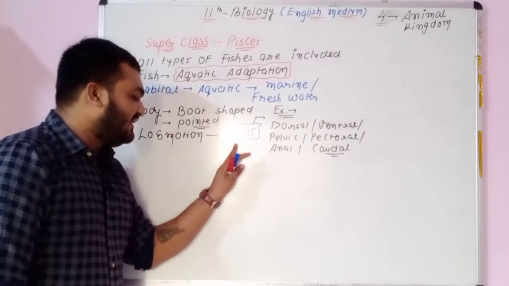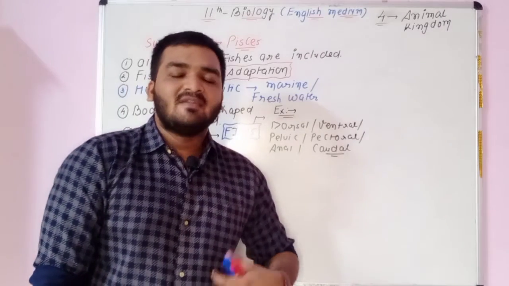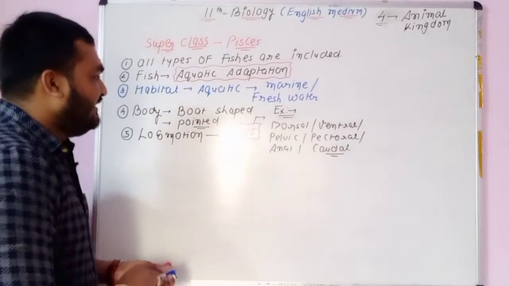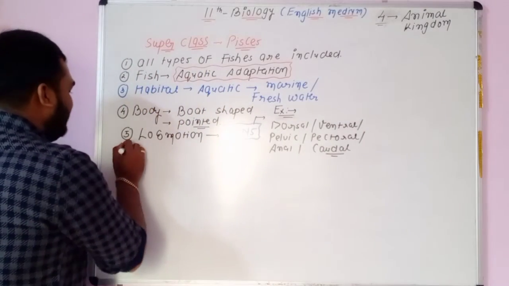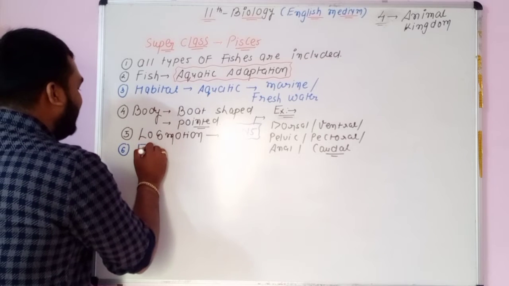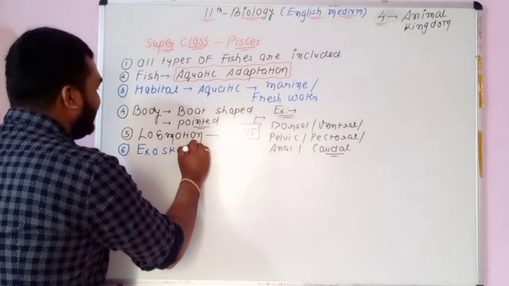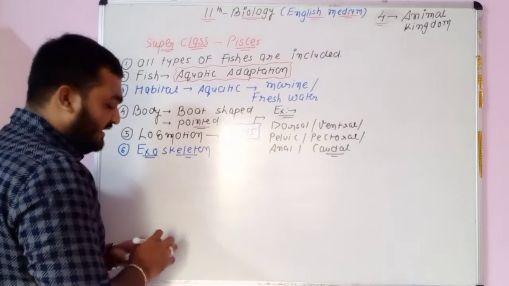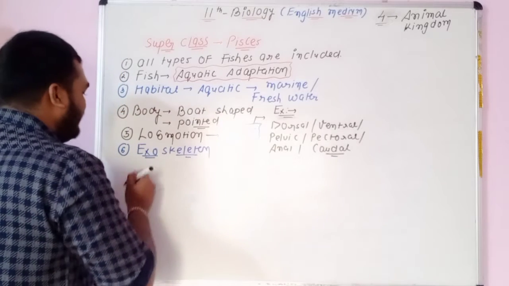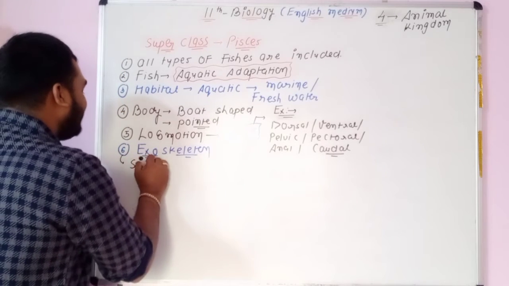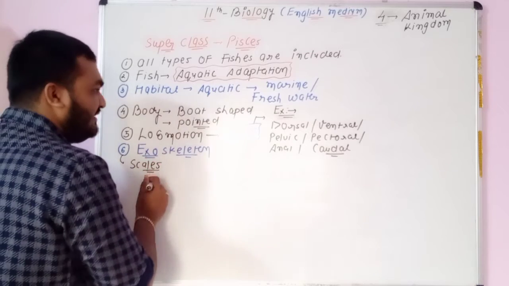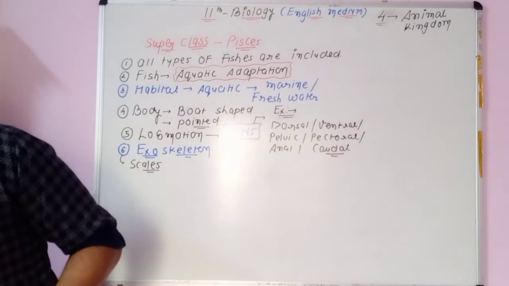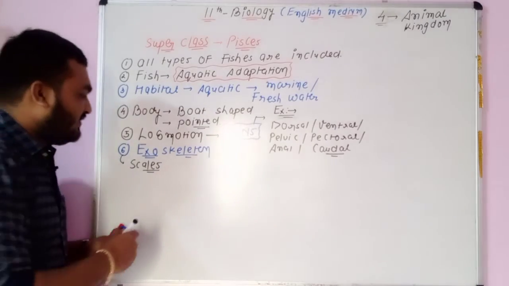Remember that fins are one type of modification of appendages. In fishes, appendages are modified into the fins. Point number 6, what about the exoskeleton? Exo means outer. So the outer body surface of fish has different types of scales. Scales are present as exoskeleton.